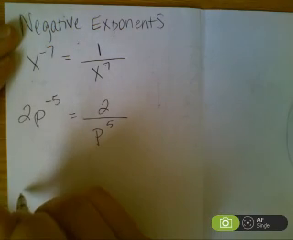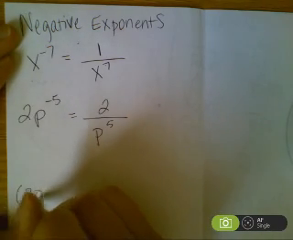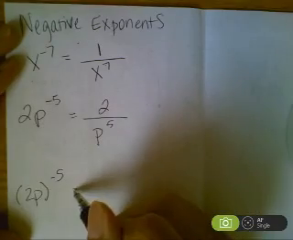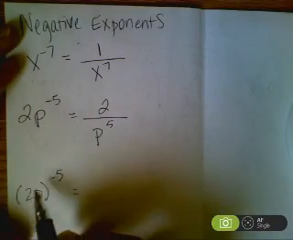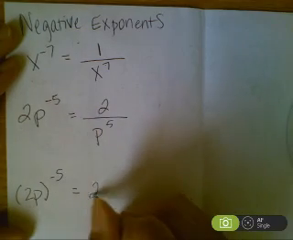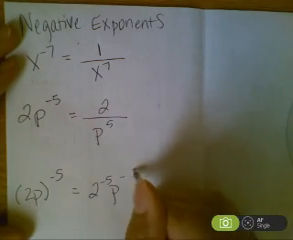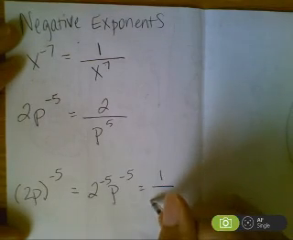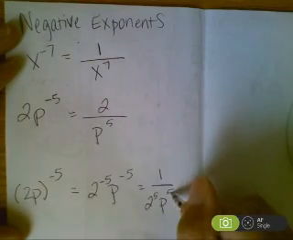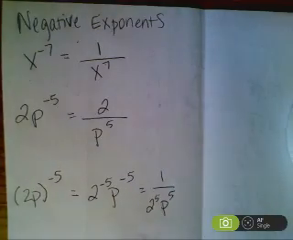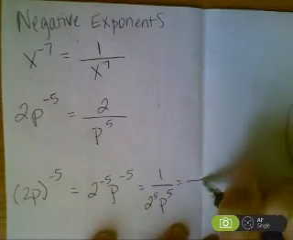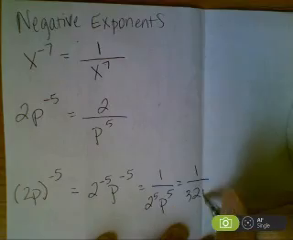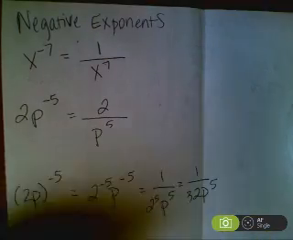If you had this same situation, but the 2 and the p were both in parentheses, then using your property of powers of products, this would really be the same as 2 to the negative 5th and p to the negative 5th. Both of those values would then be brought to the denominator as 2 to the 5th and p to the 5th. And since we do simplify numbers whenever possible, that becomes 1 over 32 p to the 5th.